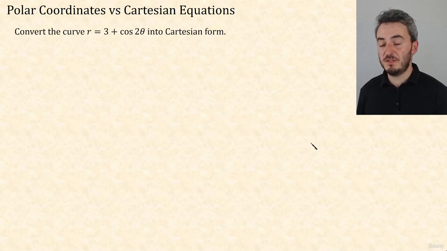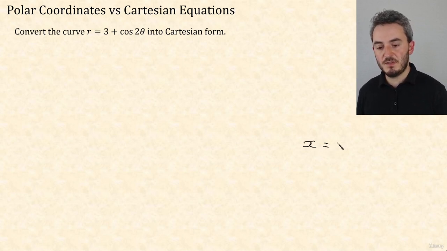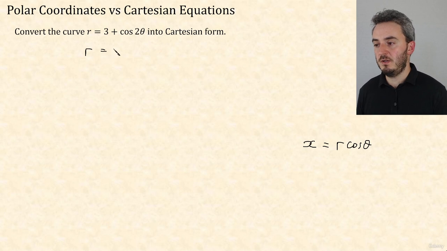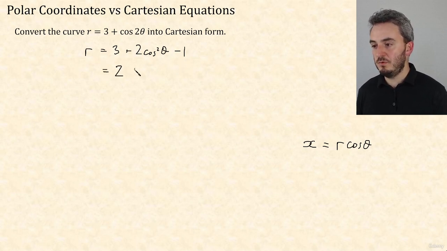Okay, so what's causing us the problems here? It's that cos 2 theta. Now, we know how to deal with cos theta, but not cos 2 theta. So recall that x is r cos theta. Well, we can convert cos 2 theta into some version of cos theta using the double angle formula, which is r equals 3 plus, and then we have 2 cos squared theta minus 1. Neatened up a bit, that gives us 2 plus 2 cos squared theta.